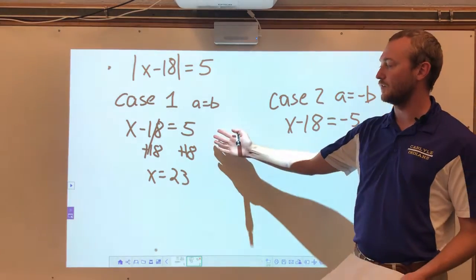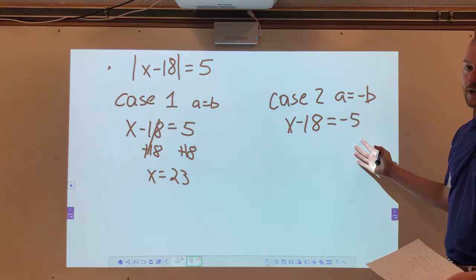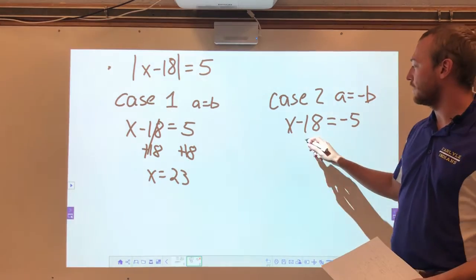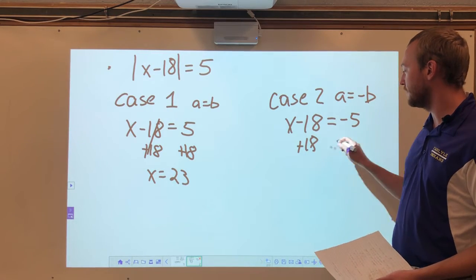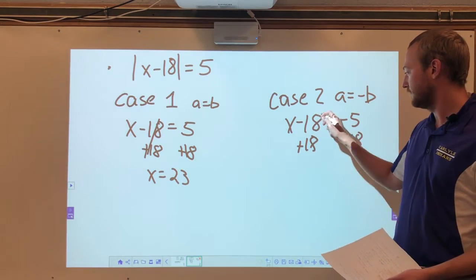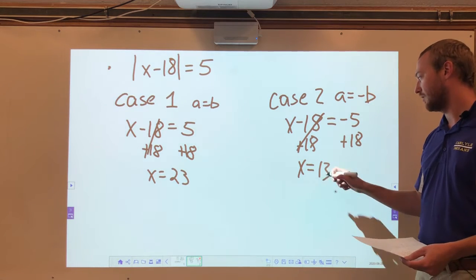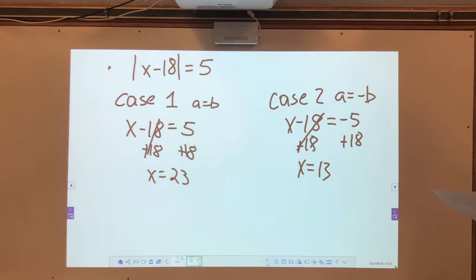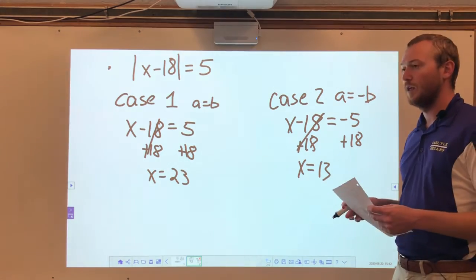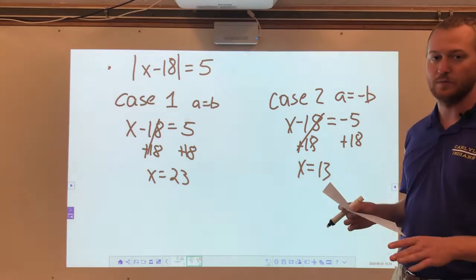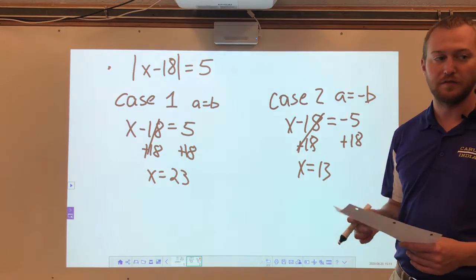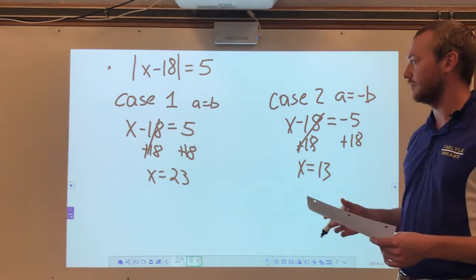Okay, here we already solved for 5. Over here we're solving for negative 5. We solve the exact same way. Add 18 to both sides. We have x equals 13. With all absolute value problems, we should check to see if both answers work.